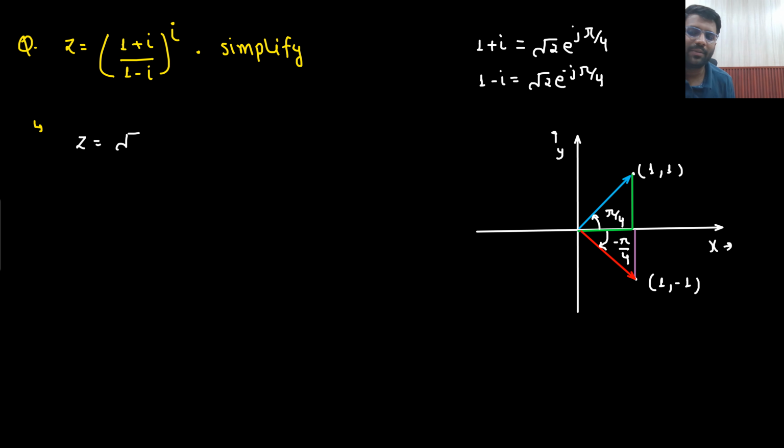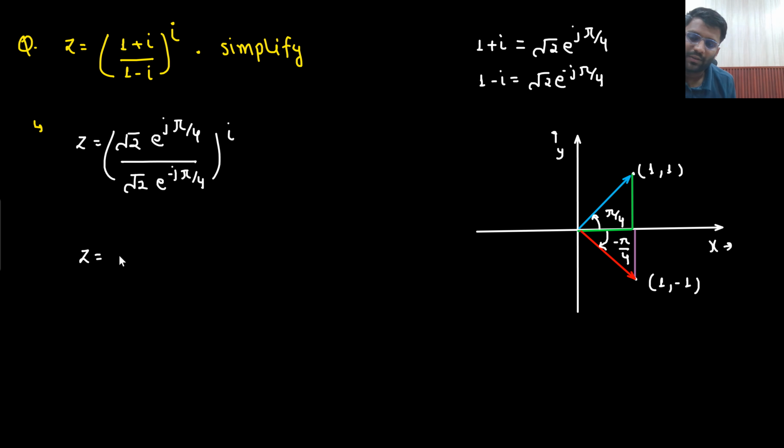1 plus iota is nothing but under root 2 e to the power j pi by 4. Always, whenever the question is coming on the basics of complex numbers, go with the help of polar form. If you go with the polar form, then there will be no problem at all. So what you are getting: under root 2 e to the power j pi by 4 divided by under root 2 e to the power j minus pi by 4, to the power iota. Now under root 2 will get cancelled out. What you are getting: e to the power j pi by 4 will go upper side, so it will become pi by 2, to the power iota.